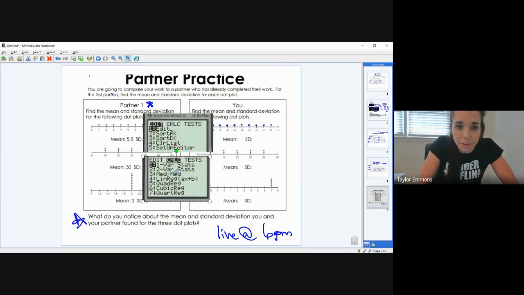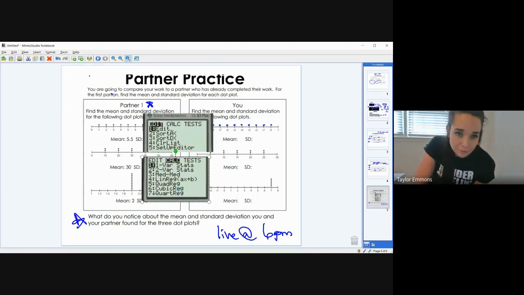Okay, so now we have this, and you're going to click enter, and then you're going to click enter one more time. Okay, and once you do that, so you're going to hit enter, and then you're going to hit enter again. Once you do that, you pull up a list that looks like this.